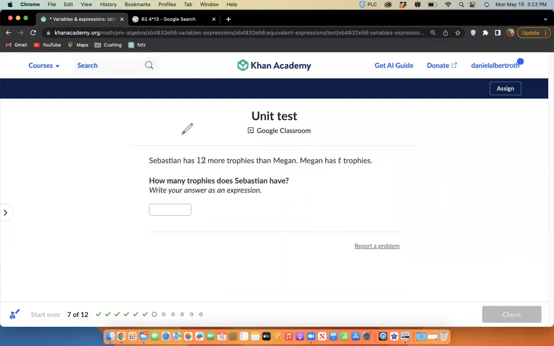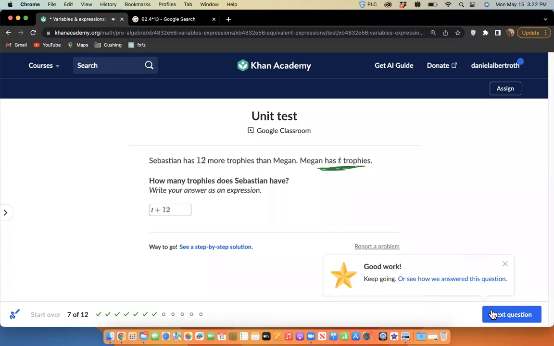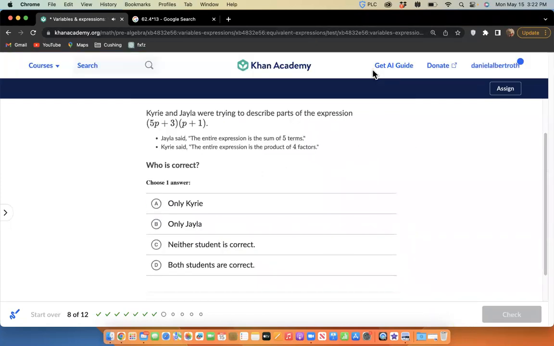This question says, Sebastian has 12 more trophies than Megan. Megan has T trophies. How many trophies does Sebastian have? Well, if Megan has T and Sebastian has 12 more than that, I would say that it's T plus 12. So whatever Megan has is T, and then we'll add 12 to that. That's how many Sebastian has.